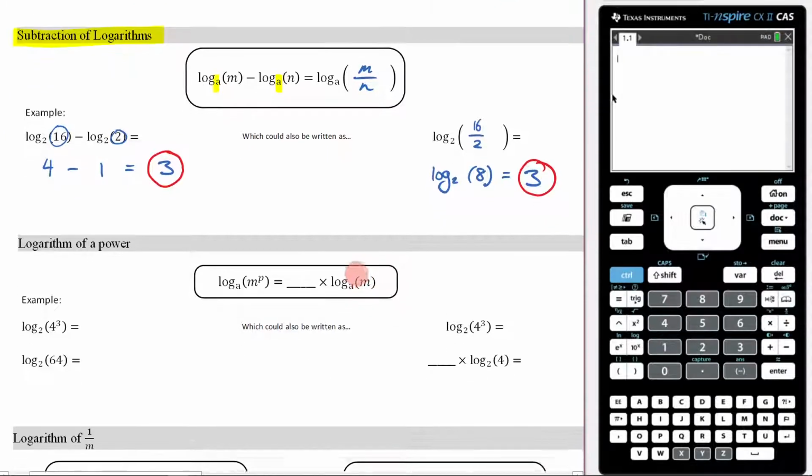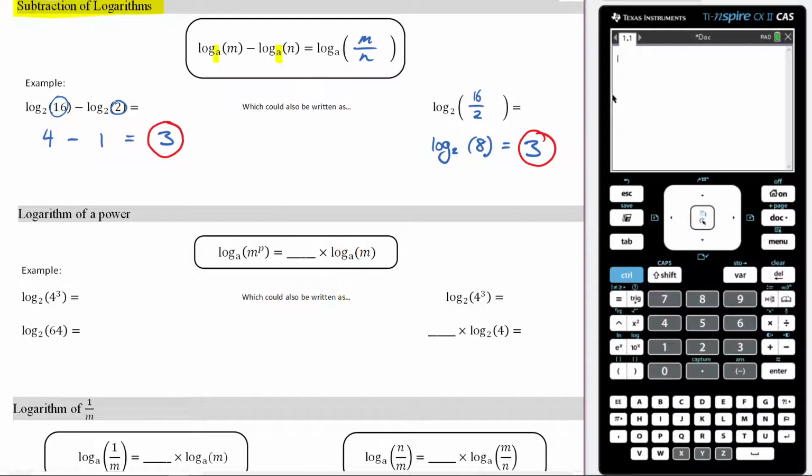All right, we move to another log law here. This one is saying log base a of m raised to the p is equal to what? Well, in this scenario, you take this p and you move it to the front. So now you've got p times log base a of m. All right, let's see this one in action again.